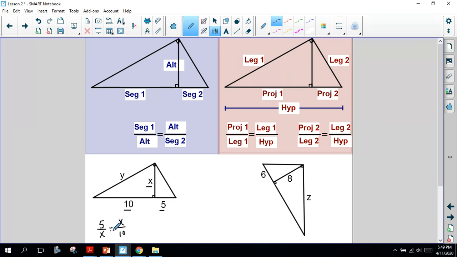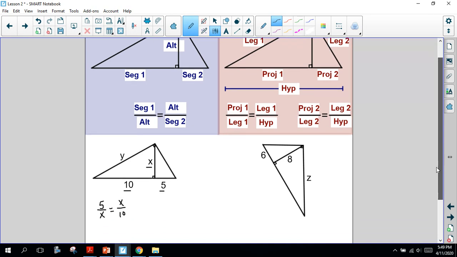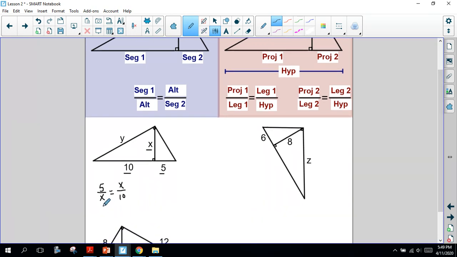So then we solve this, and we know that x squared is equal to 50. We take the square root on each side, and my x value is going to be equal to 5 radical 2.